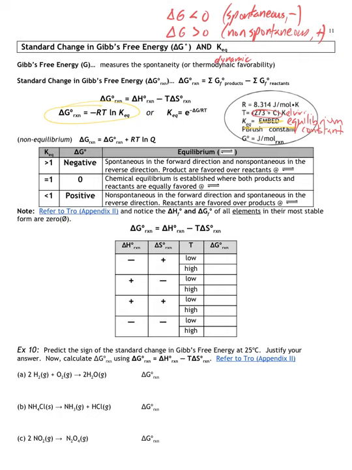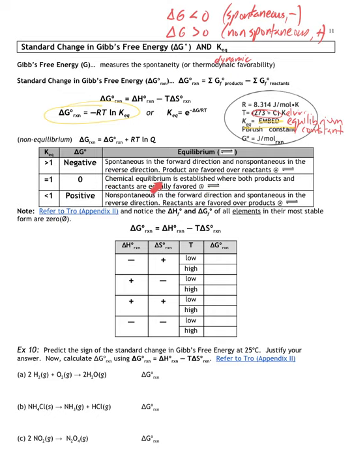So if your K equilibrium is greater than 1, you're going to end up with an ln that is positive in value. And so when you multiply by negative RT, you're going to get a negative delta G. Now, if it's equal to 1, ln of 1 is actually 0. So your delta G is going to be 0, which means you're at equilibrium during this time.